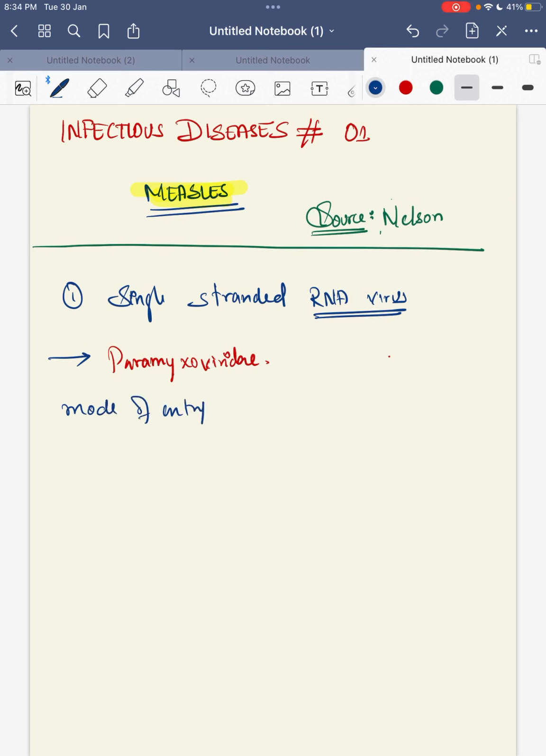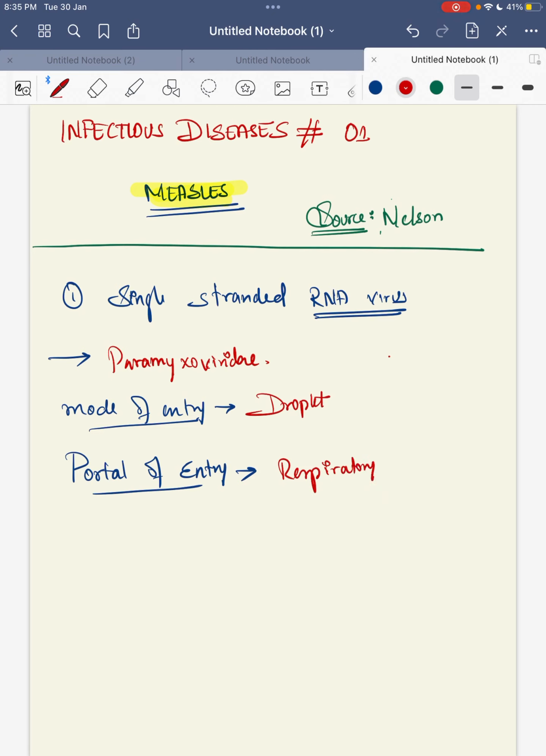Next, mode of entry. Mode of entry is through droplets. Next, portal of entry, how it enters our human body. It enters through the respiratory tract or it can enter through the conjunctiva.